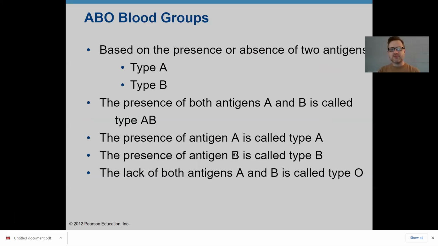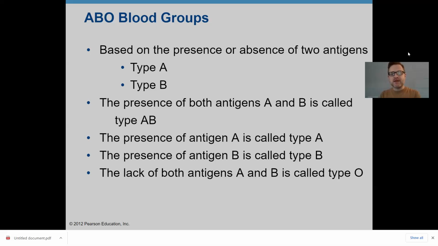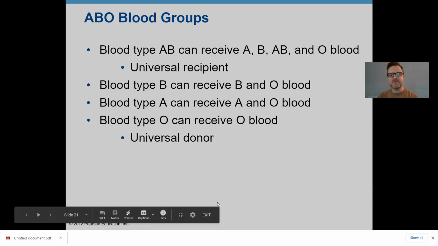Okay, we've already said all this. Move my face real quick. The ABO group, you have A, you have B. You can have one of them, both of them, none of them. If you have none of them, then you have type O blood. This is what we said just a minute ago.